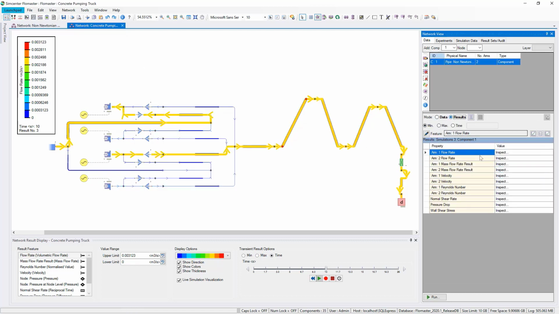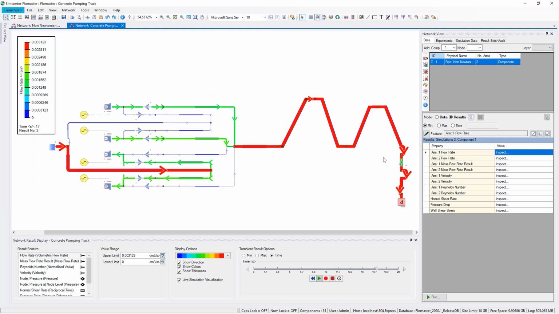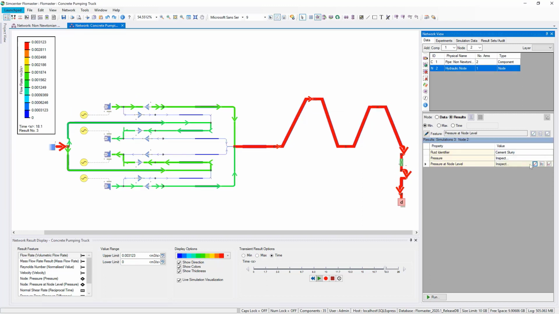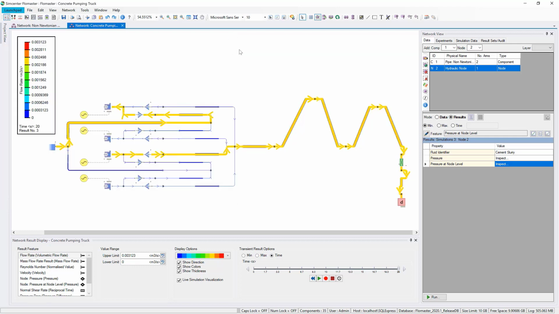If we look at the results of this, we can see the flow rate through this delivery arm and how it has a lagged response due to the design of the piston pump. The other thing that is important to note is the pressure at the node level in the arm, and this never drops below 2 bar, meaning that the pressure is sufficient to deliver the concrete slurry. A lot more information on how to use these components and the physics behind them is contained within the reference help documentation, and also in the sample system document that explains both of these systems in much greater depth.